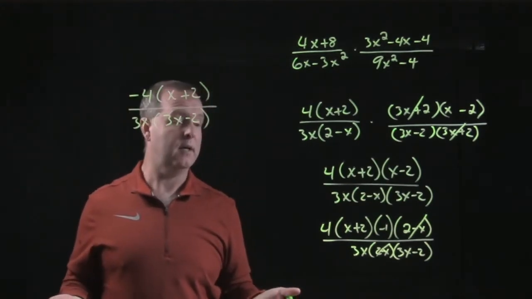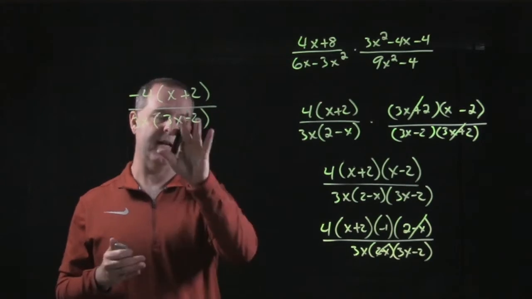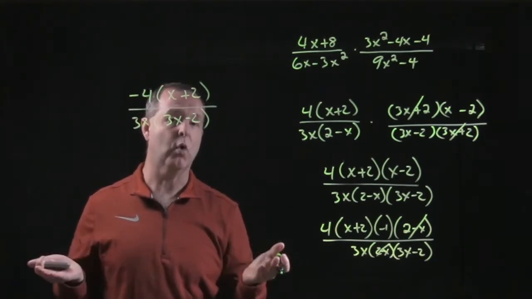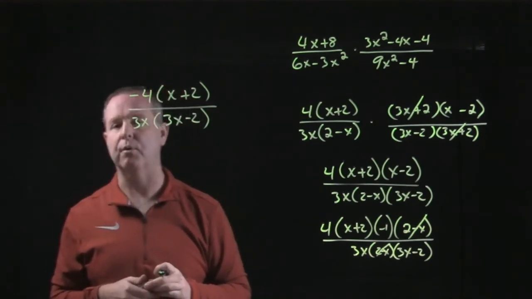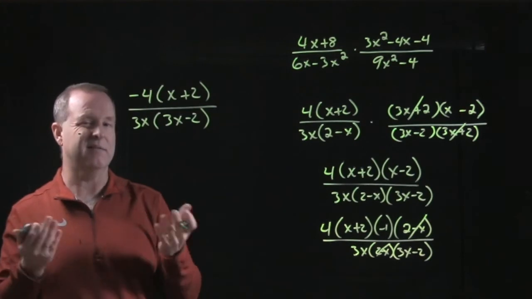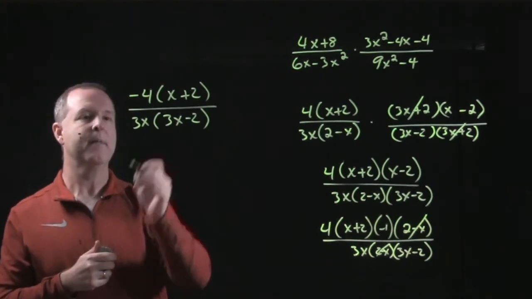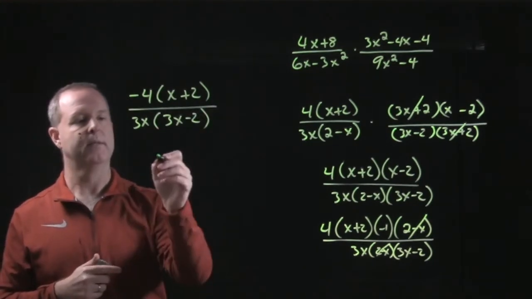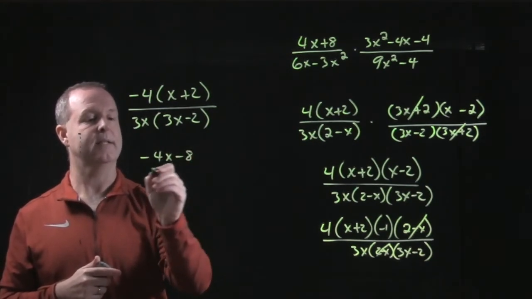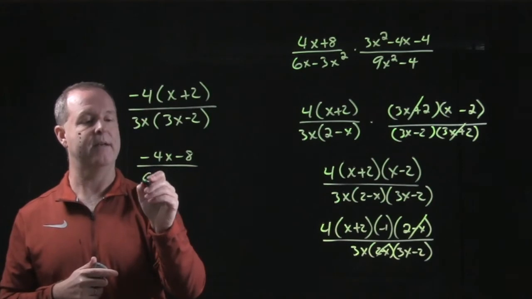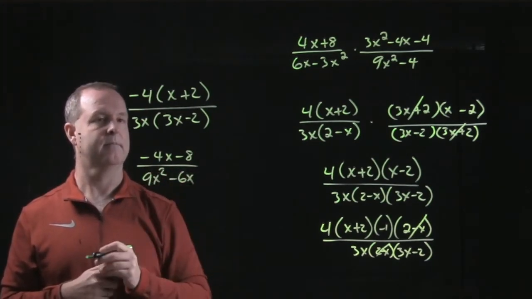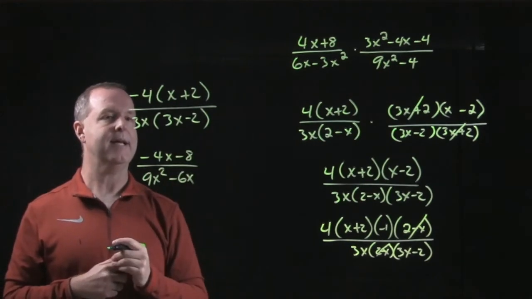I prefer leaving our solutions in factored form because from there it's going to be more useful to solve some more difficult problems as we continue on. But if we needed to, we can continue to simplify this somehow by just multiplying the negative 4 through. So I would have a negative 4x minus 8. And on the bottom, I would have a 9x squared minus 6x. Assuming I didn't make any mistakes there.